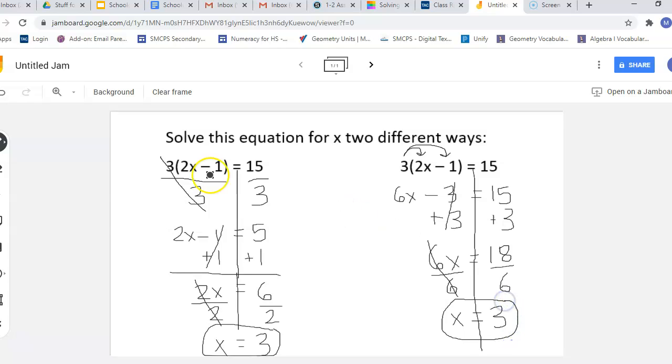I want to know what you guys think. Do you like one method over the other? Do you think both methods are equally good, or is there one that you're more comfortable with? It actually doesn't matter which one you use, but for the assignment you're going to do today, I'm going to have you try to solve an equation using both of the methods just like I did here.